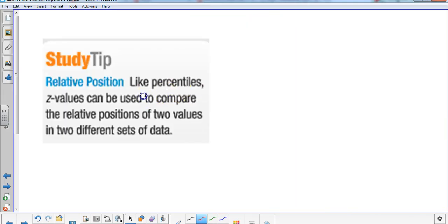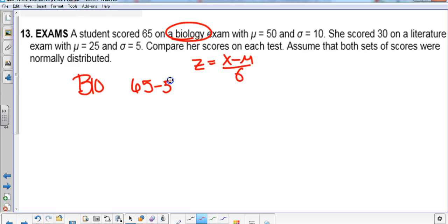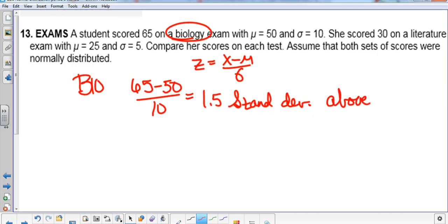Last little tiny piece. We talked about this yesterday. Z-scores can be used to compare two completely unrelated pieces of data. So for example, the z-score tells you how many standard deviations above or below the mean. Somebody took a bio test. What did they get? It says they got a 65, where there was a mean of 50 and a standard deviation of 10, so how many standard deviations above or below the mean did this person score? Okay, so on bio, she got a 1.5 standard deviations above the mean.